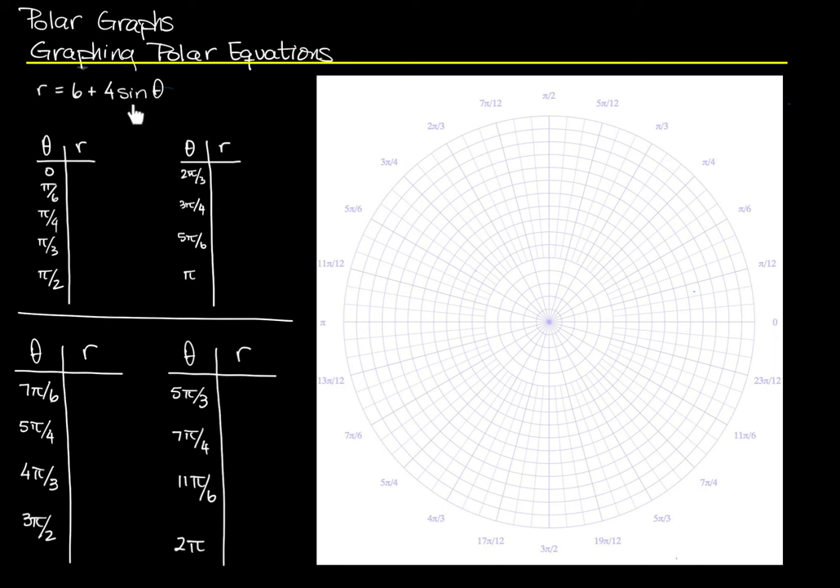This graph is a sine, so I expect it to focus up here rather than off to the side. The other thing I'm expecting is that the diameter of this thing could be as big as 10, because the sum of the 6 and the 4 is 10. The difference is 2, and that'll come into play as well. But basically, I need to make sure that I have enough room to graph out to 10.